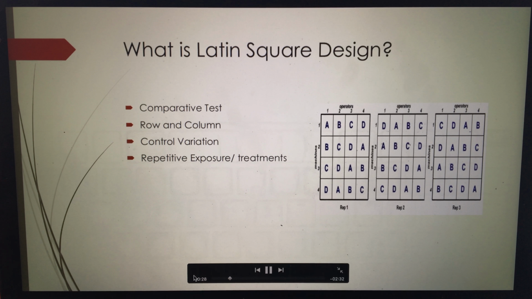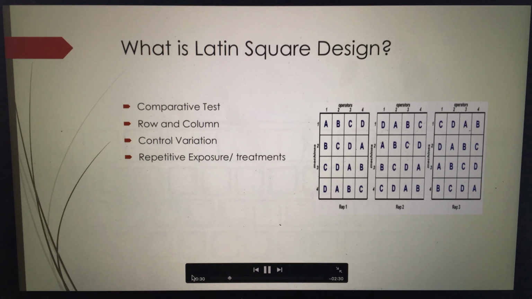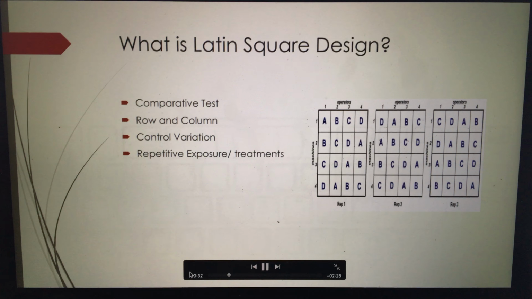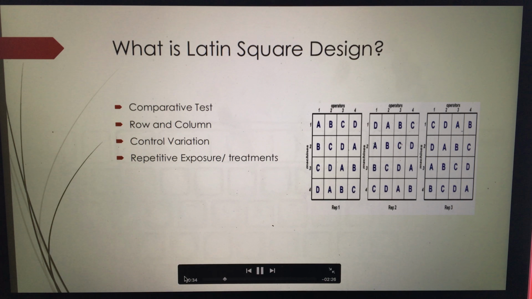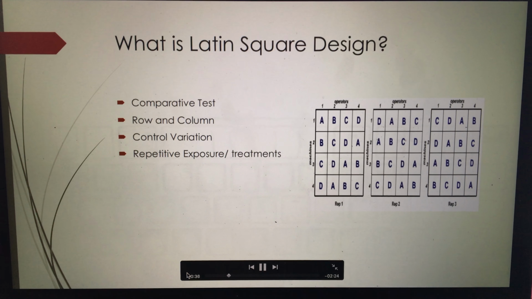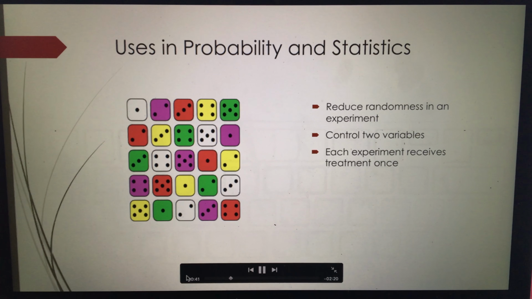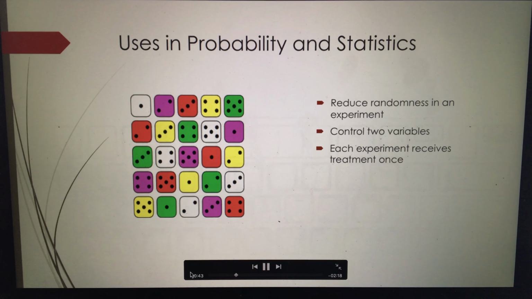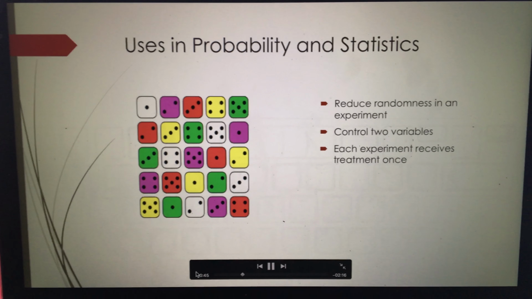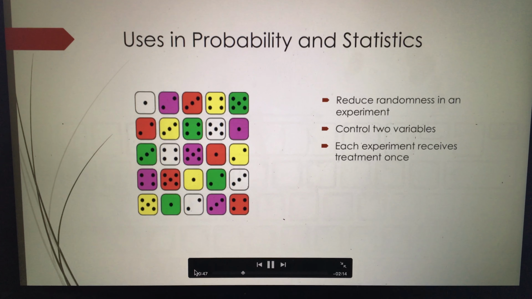A researcher is allowed to control the variation in an experiment that is related to both rows and columns, and with this you can control variation in two directions, with repetitive exposure and treatments, and it removes the variation of two variables from error variation. The uses in probability and statistics are mainly to reduce the amount of randomness in a test, and it's used to control two variables, as I had said before.